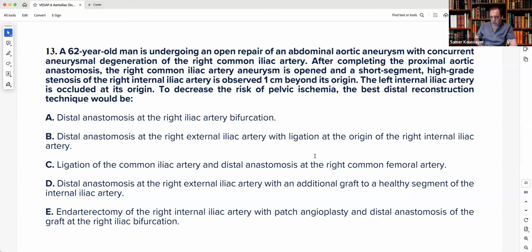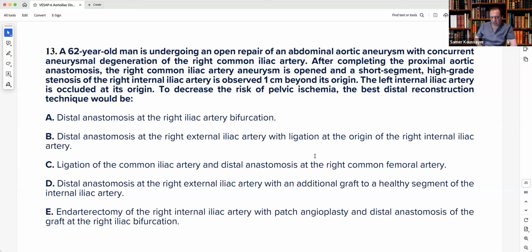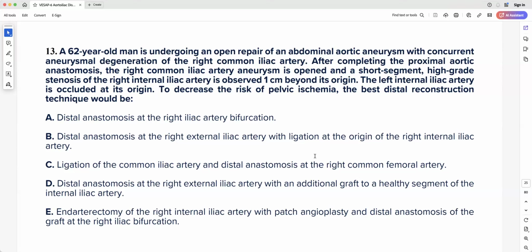The patient's issue here is you need to get blood to the internal, correct? Yes, he only has one. If the other one were open, I might not worry about it, but because the other one is occluded, you have to get blood to the internal. C, ligation of the common iliac artery and distal anastomosis at the right common femoral artery. This is also not right because we still didn't solve the issue.